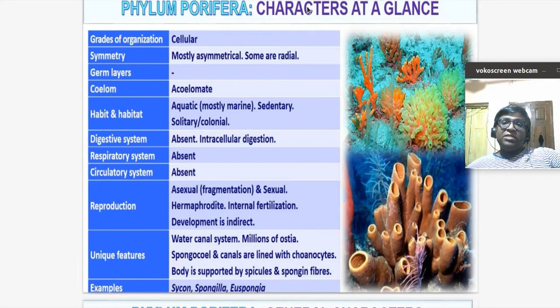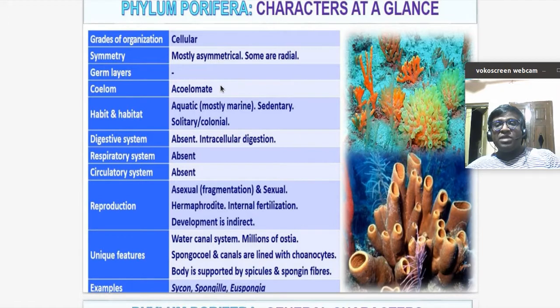See the salient features of phylum Porifera. During your examination, they are just going to ask you to write the salient features of phylum Porifera, so you have to write the important salient features. They have a cellular grade of organization. Most of the poriferans are asymmetrical, and only a few exhibit radial symmetry. Germ layers are absent because they are still at the cellular grade of organization. Coelom is absent, so they are called acoelomate animals.